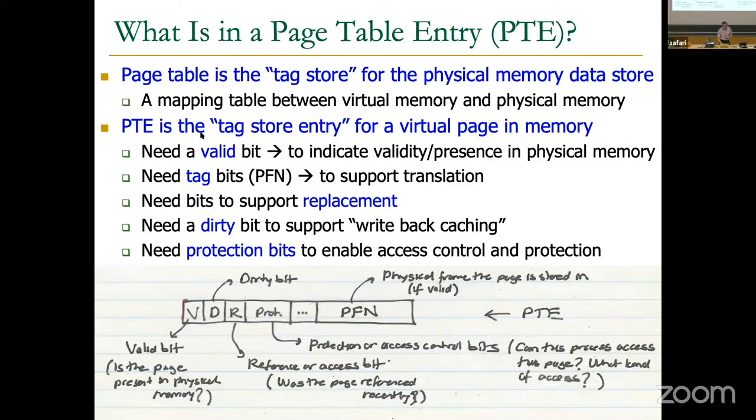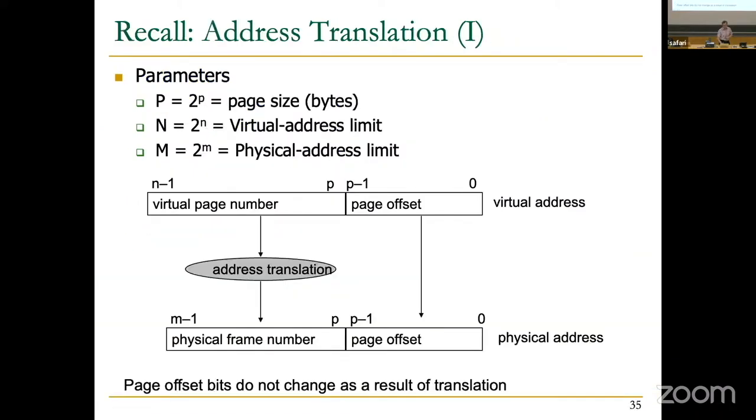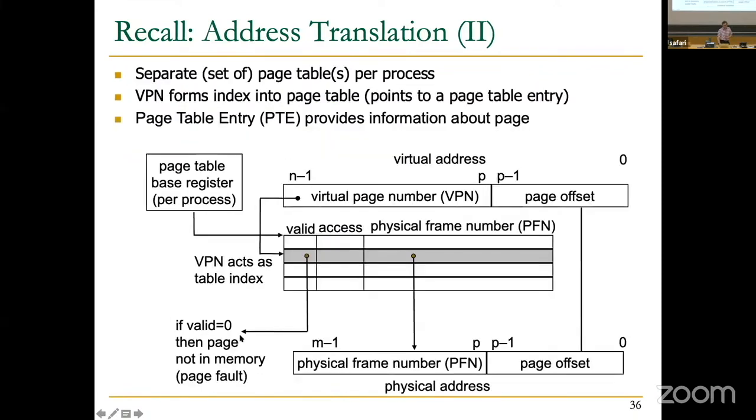So this is my nice handwriting. You'll see better pictures perhaps, but basically I already said all of this. Okay, so recall address translation. We've already seen this, so I'm not going to go through this. This is the general address translation form. You get a virtual page number translated to a physical frame number. And you have a separate page table per process. So we've covered all of this.